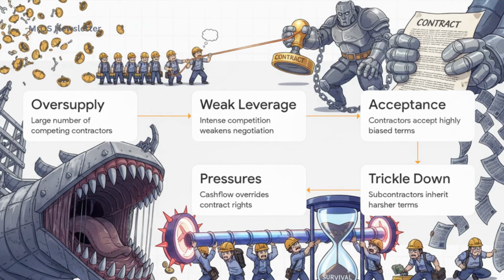Step 4 is where the pain trickles down. Subcontractors at the bottom of the food chain end up inheriting even harsher back-to-back terms. And finally, Step 5, inevitable cash flow and project pressures start mounting, forcing contractors to prioritize mere day-to-day survival over actually enforcing their contractual rights. It is a tough spot to be in.